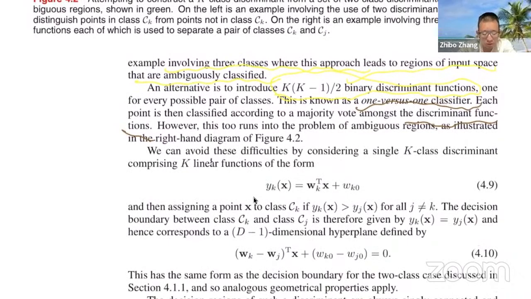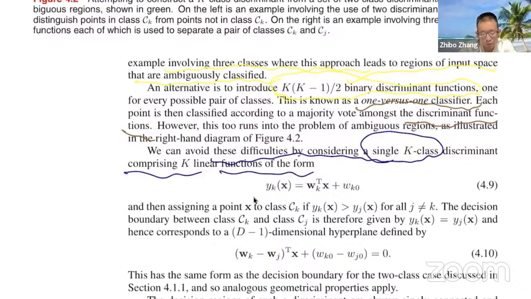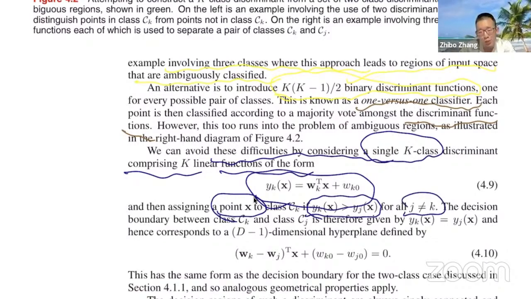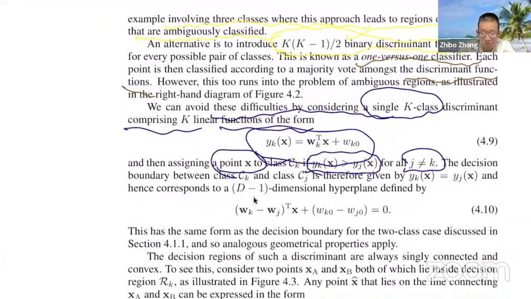We can avoid these difficulties by considering a single K-class discriminant comprising K linear functions of this form, and then assigning a point x to class Ck if yk(x) is greater than yj(x) for all j not equal to k, that is, for the rest of the categories other than itself.